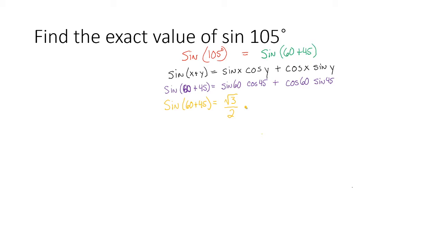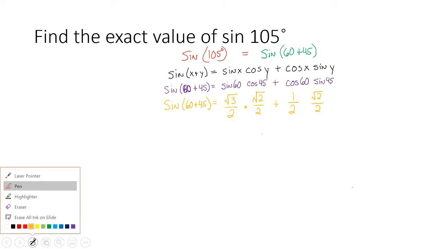If you look up on the chart the cosine of 45, you should get the square root of 2 over 2. If you look up the cosine of 60 on your trig chart, you should get 1/2. And if you look up the sine of 45, you should get the square root of 2 over 2. Now let's begin to simplify.